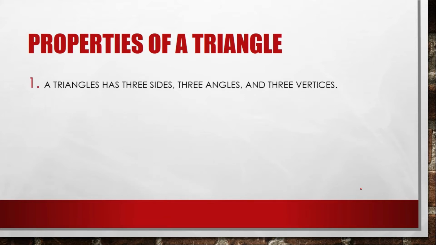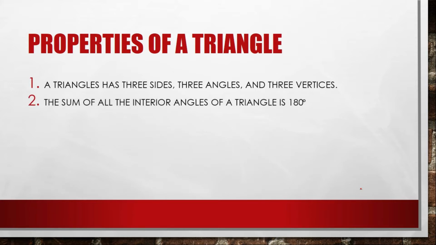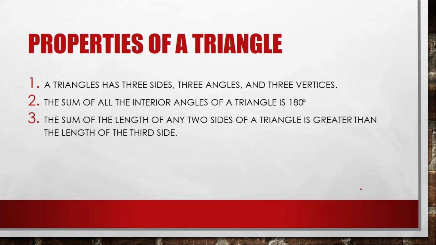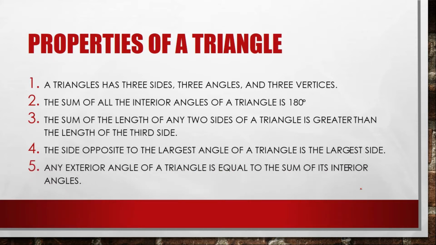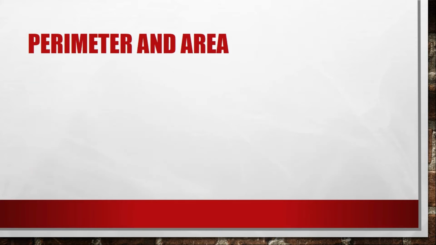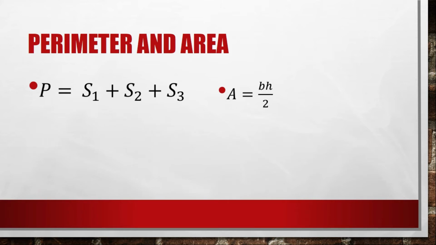The first one, a triangle has three sides, three angles, and three vertices. Number two, the sum of all interior angles of a triangle is 180 degrees. Number three, the sum of the length of any two sides of triangle is greater than the length of the third side. We will apply that property later on. And number four, the side opposite to the largest angle of the triangle is the largest side. And number five, any exterior angle of a triangle is equal to the sum of its interior angles. And the perimeter and area formula for the triangle is this one.